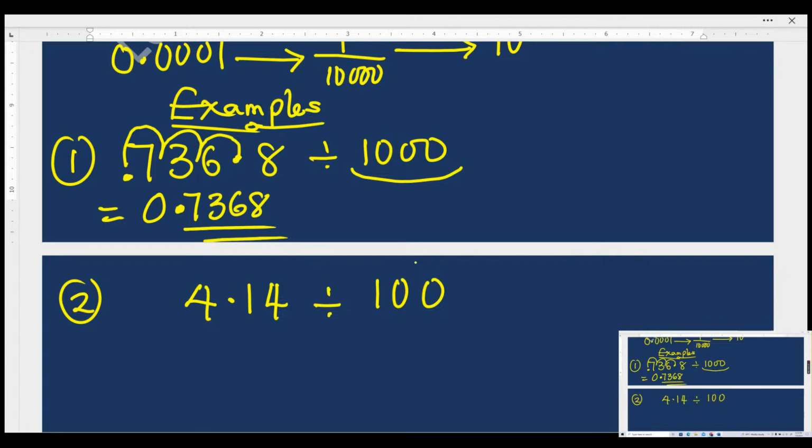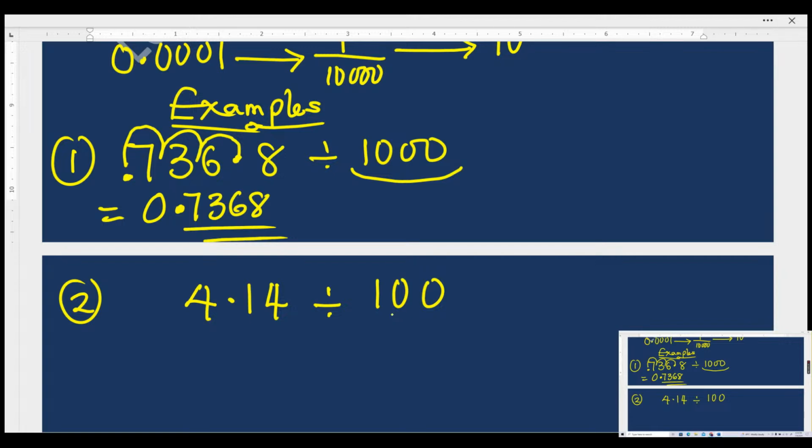So I have come up with a song that can always help you remember. When dividing, move to the left. Multiplying, move to the right. Okay, now when dividing by positive powers of 10, you move your decimal point to the left.